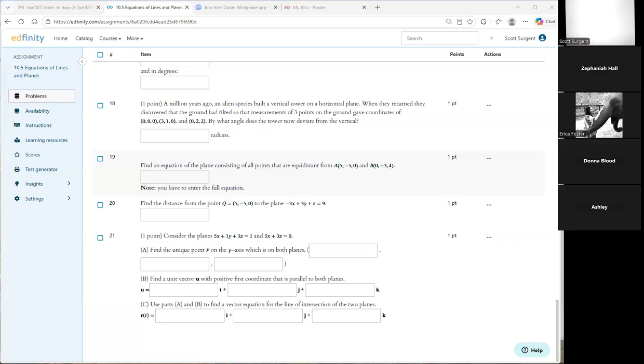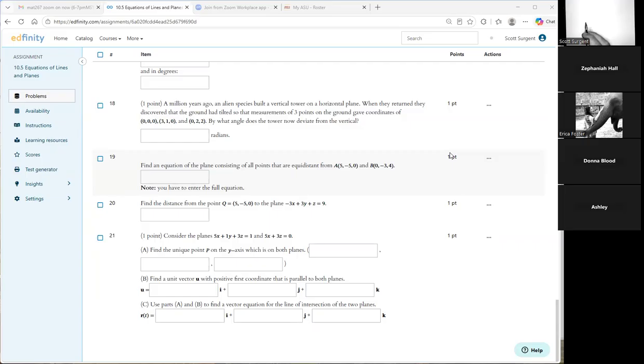So 10.5.21. Consider the planes 5x plus y plus 3z equals 1 and 5x plus 3z equals 0. Find the unique point P on the y-axis which is on both planes. Find the unit vector u with positive first coordinate that is parallel to both planes. And use parts A and B to find a vector equation for the line of intersection of the two planes.